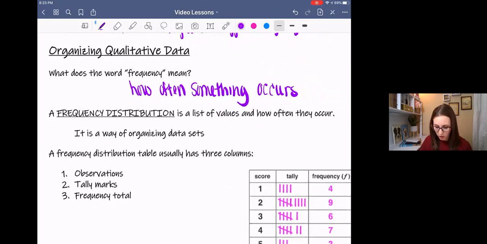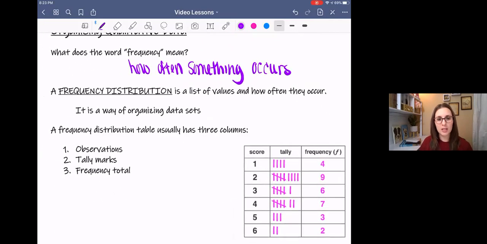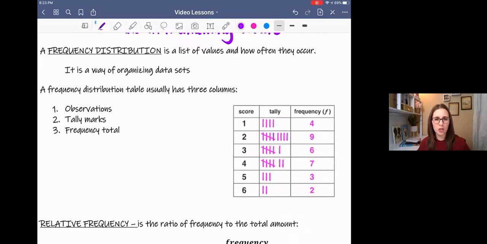So if we take that word and apply it to a frequency distribution, that is a list of values and how often they occur. It's just a way of organizing data sets. A frequency distribution table usually has 3 columns. These are really nice for large data sets where you've got all this data jumbled up and you can't really make sense of it. If you make a frequency distribution table, it organizes your data and you can see how it's distributed. If you look at this table on the right, it's got a little curve in the middle and then it flattens back out again if you tilt your head.